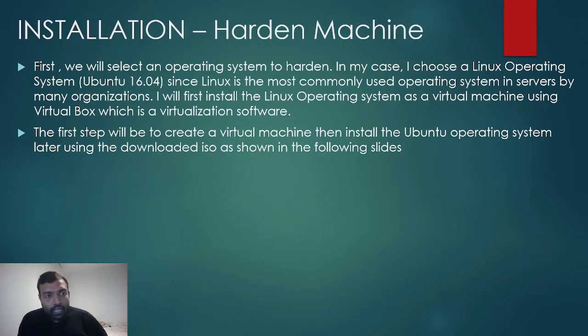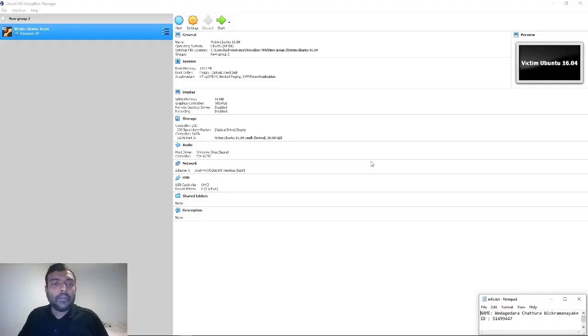So when it comes to the installation part, the hardened machine, first we will select an operating system to harden. In my case, I chose a Linux operating system, Ubuntu 16.04, since Linux is the most commonly used operating system in servers by many organizations. I will first install the Linux operating system as a virtual machine using VirtualBox, which is virtualization software. The first step will be to create a virtual machine, then install the Ubuntu operating system using the downloaded ISO, as shown in the following slide.